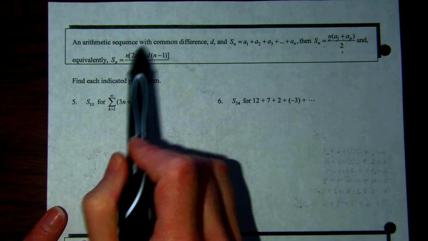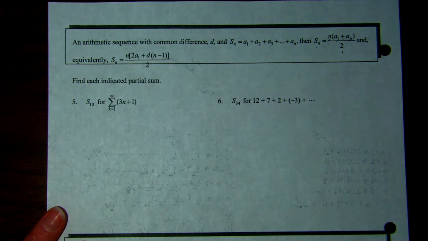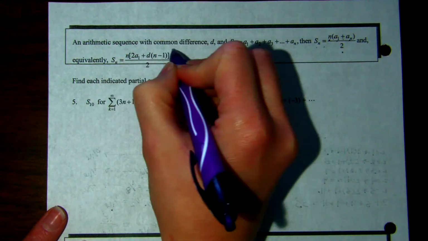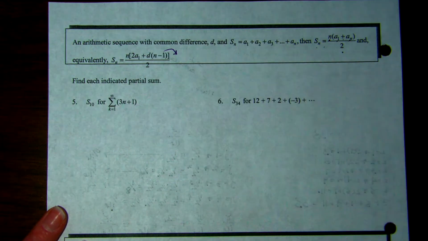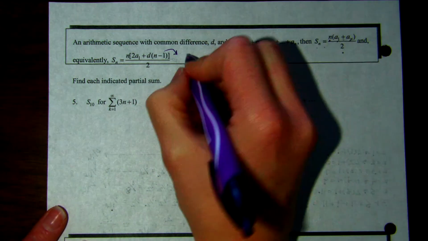Now, do you recognize this, guys? Anything about this formula right here? N minus 1? Maybe the d times n minus 1? Maybe this whole thing in parentheses right there? Do we recognize that? That's our formula from yesterday. That's our sequence formula, right?